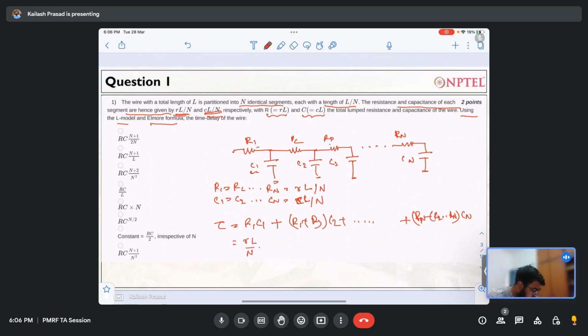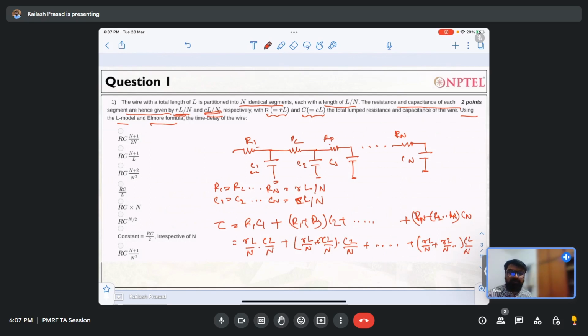Okay, C1 is CL by N. Similarly, here again RL by N plus CL by N. Okay, no, RL by N twice multiplied by CL by N. Okay, and this will be followed here. It will be RL by N plus RL by N, right? And it will be multiplied by CL by N, right?